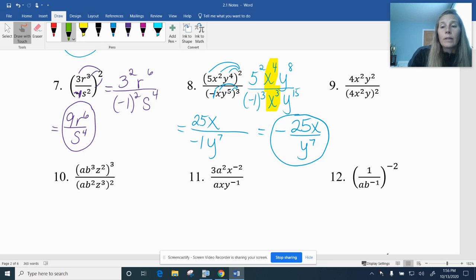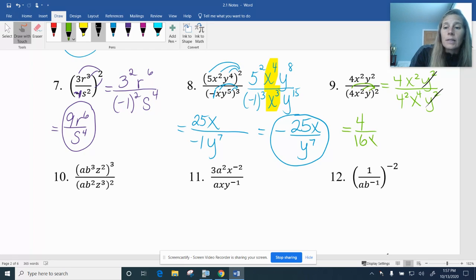Okay, number 9, no parentheses on the top, but we do have them on the bottom, so this little 2 has to go to all of those. So I have 4 x squared and y squared on the top. On the bottom, I have 4 squared, x to the 4th, and y squared. Now the y squares are going to cancel. So on the top, I have 4. On the bottom, I have 16x to the 4th. And of course, those can be reduced. So you're going to end up with 1/4 and then an x squared on the bottom.